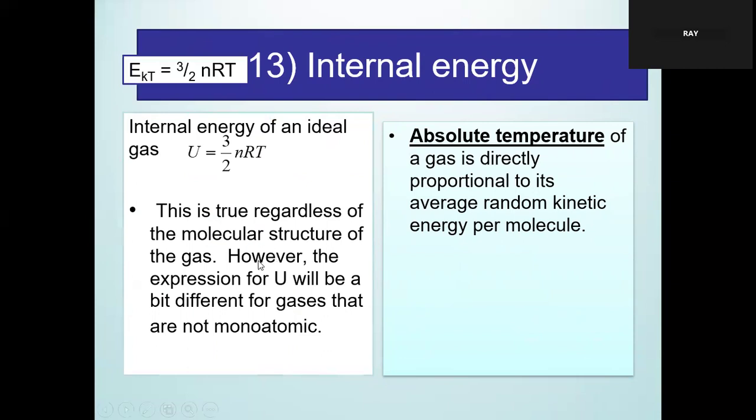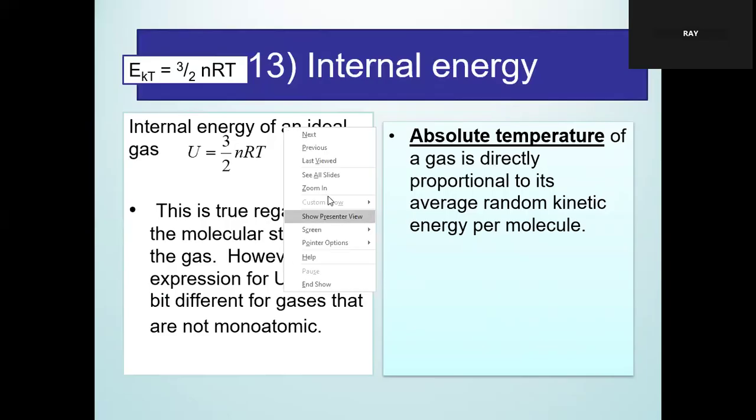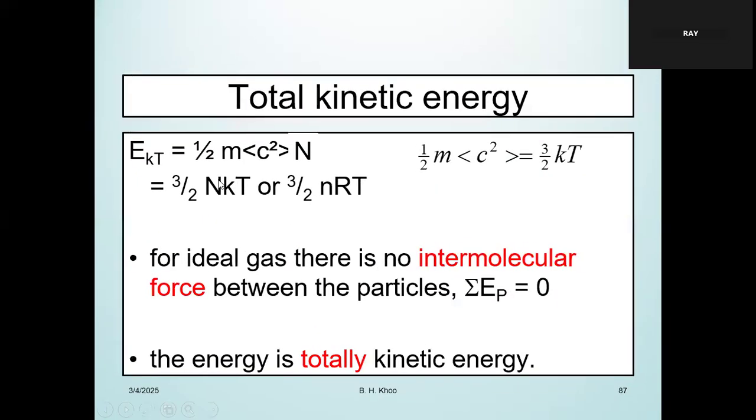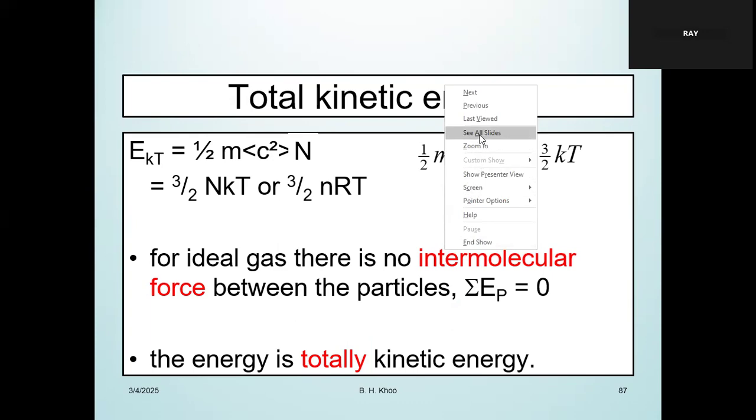However, the expression for internal energy will be a bit different for gases that are not monoatomic. What this is saying is that it will affect this one, but it will still depend on temperature. But that one you don't need to worry about, because you are only interested in monoatomic molecules.